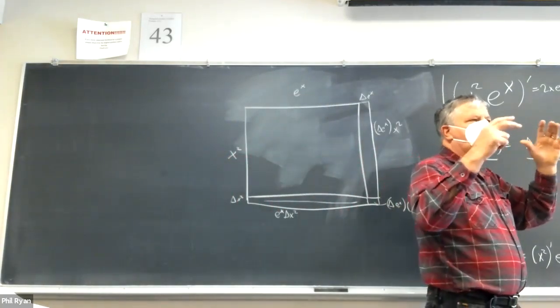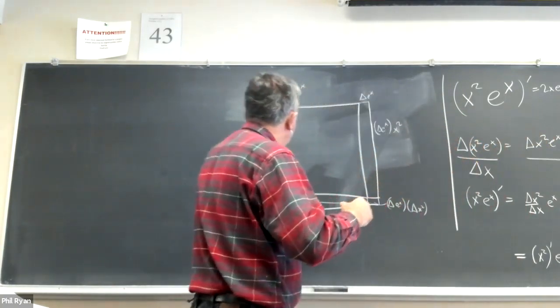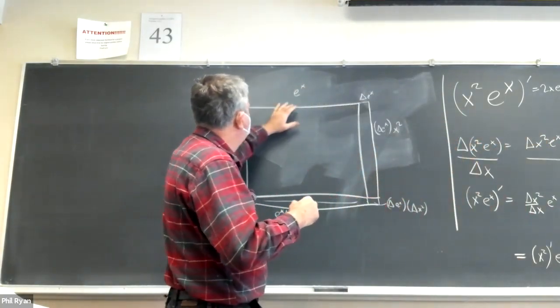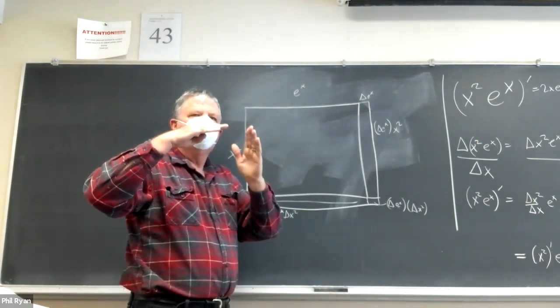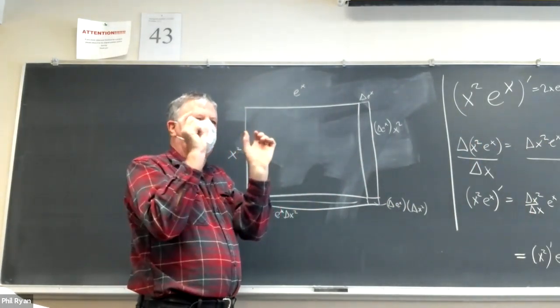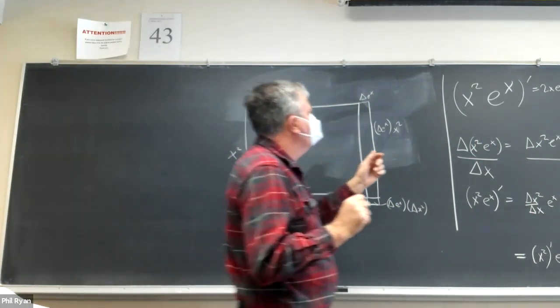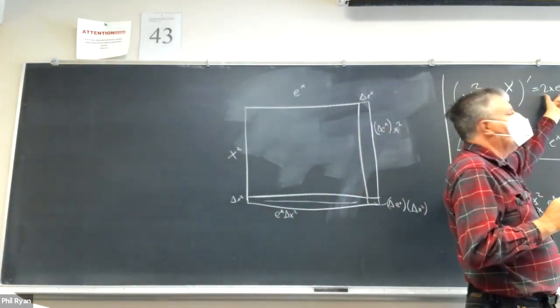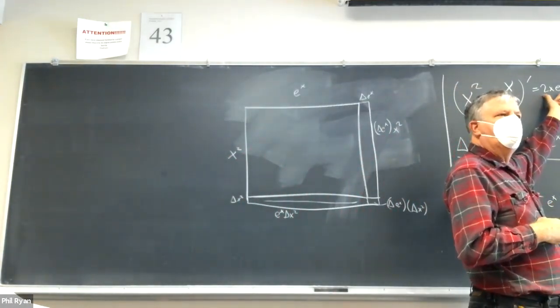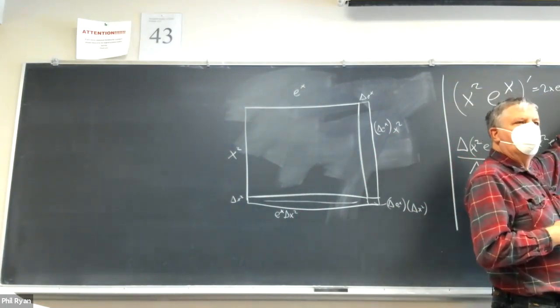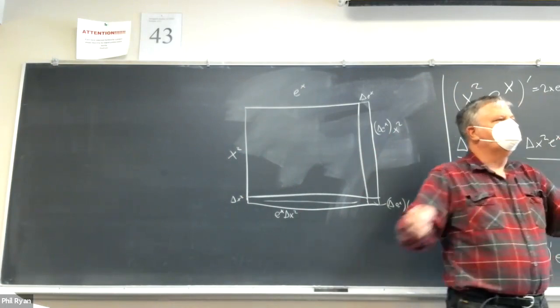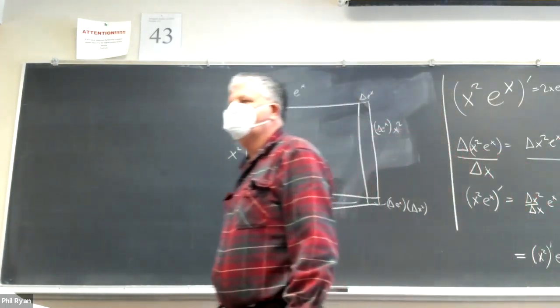Because basically we've got a rectangle. It's a product of two things, so both things are changing. So it's adding two things that give that change. So this is the change that comes about because x squared is changing, and this is the change that comes about because e to the x is changing. And so we add them together and we get the total change.